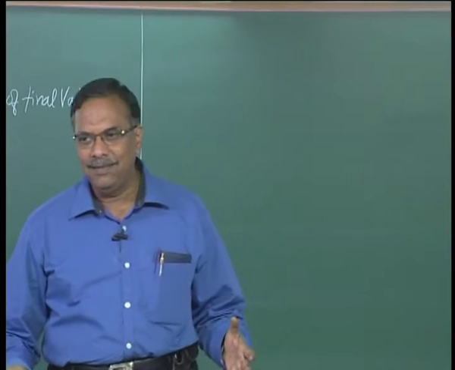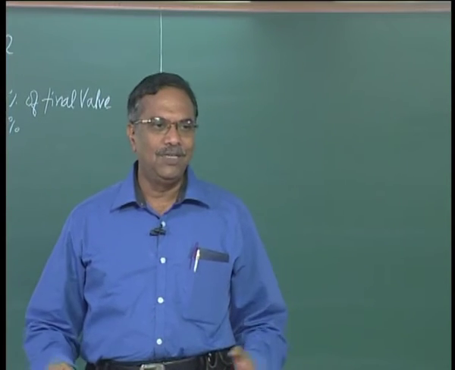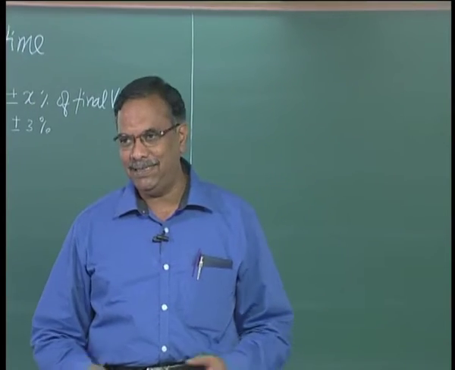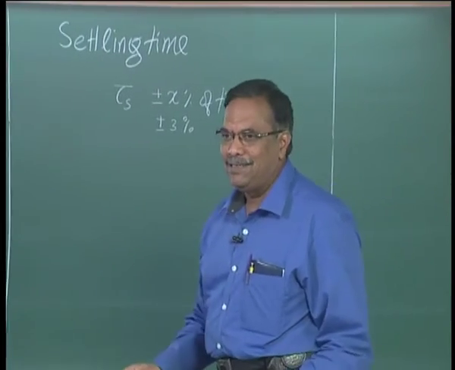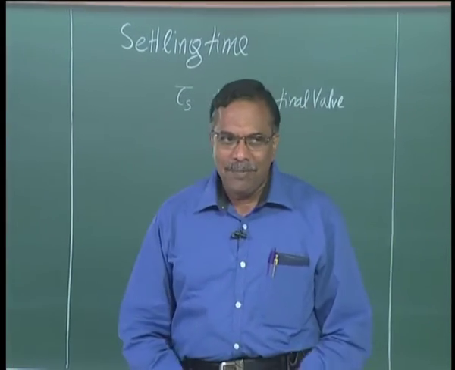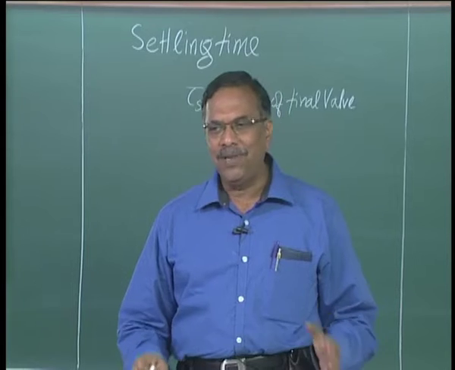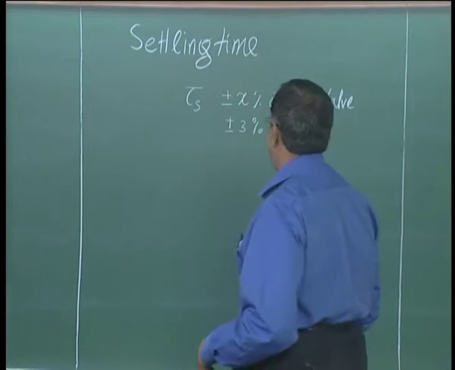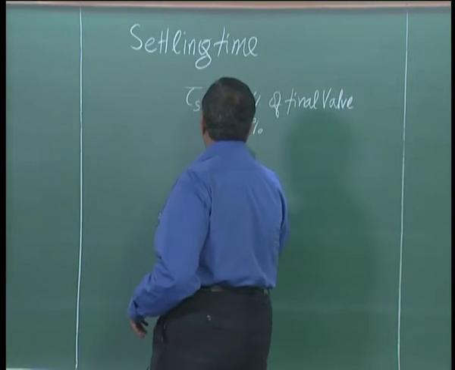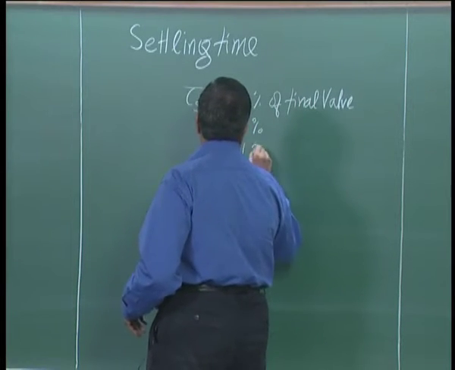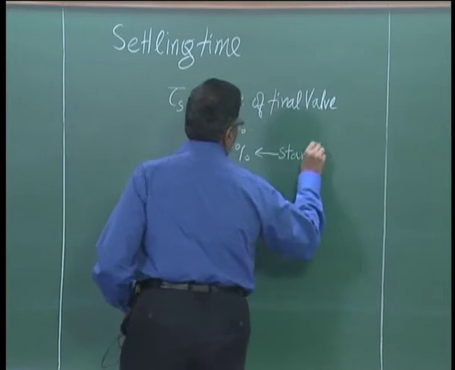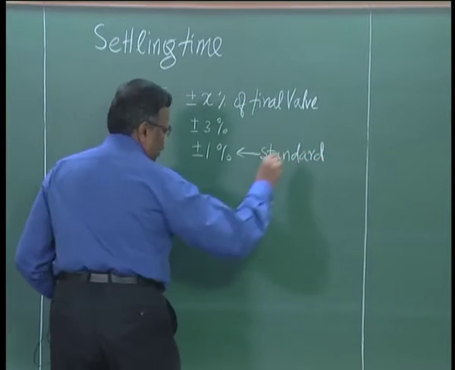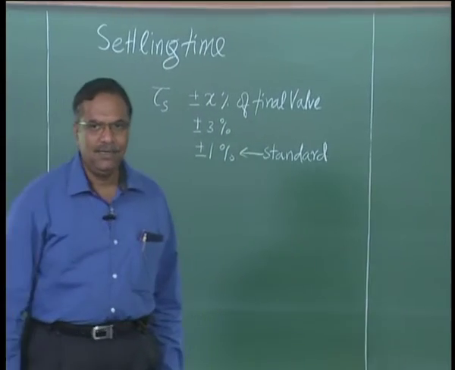Standardization is always there. So if I do not use any percentage, if I simply say settling time is 1 second, it automatically means that the plus or minus percent is 1%. So this is the standard value. If you are indicating anything other than that, okay.